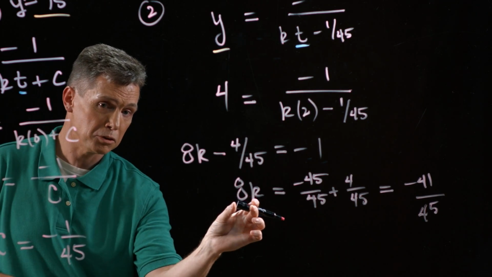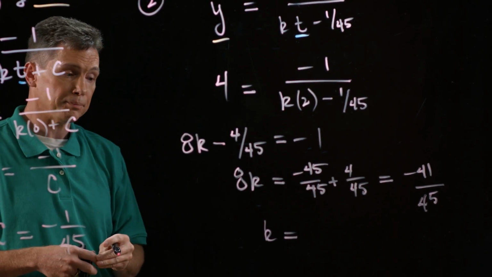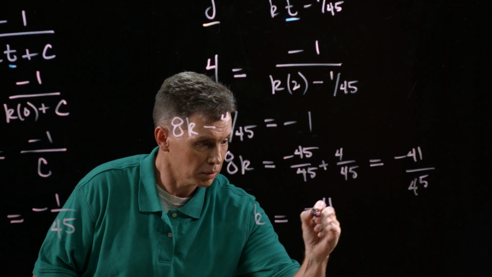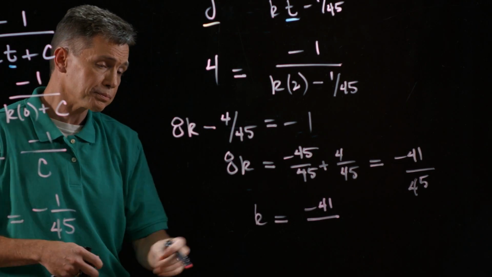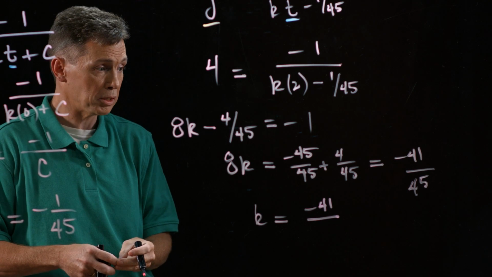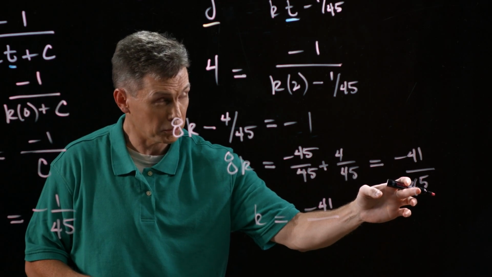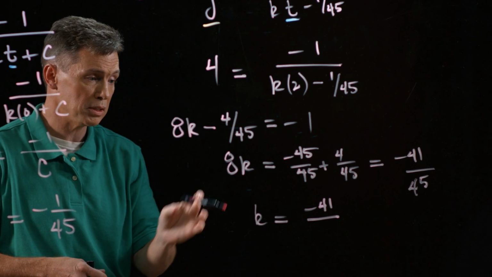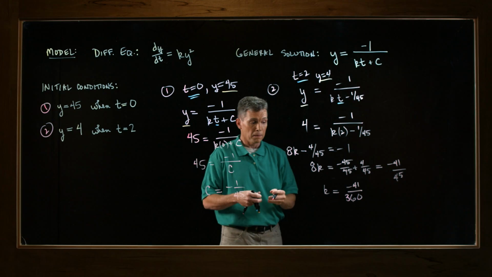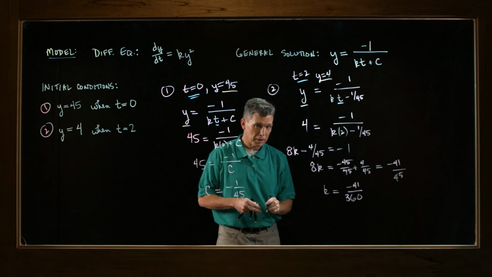Solving for k, I'll just do one more algebraic step of dividing by 8. So when I divide it by 8, I get minus 41 over my 8 times 45, grab a calculator if we want. I'm actually even thinking that that's 2 times 4, so 2 times the 45 is 90, and then 4 times the 90 is 360. We can grab a calculator if we need to. That's my value for k.